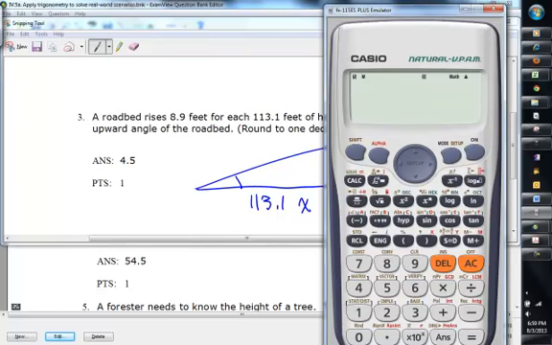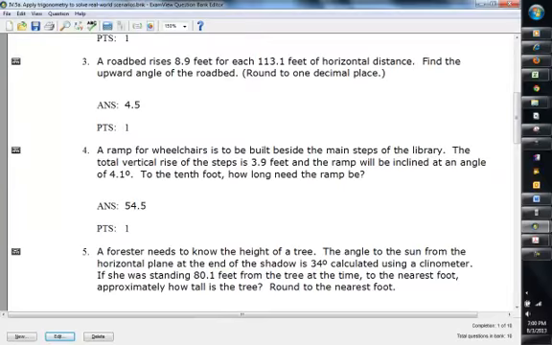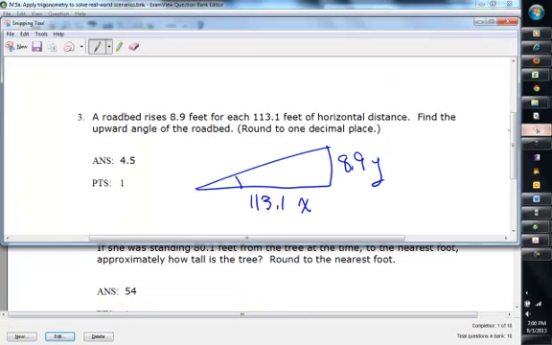Shift. We want the polar form of 113.1, comma, 8.9, and we get 113.4 is the hypotenuse, and the angle is 4.49, or about 4.5 degrees. Next one.